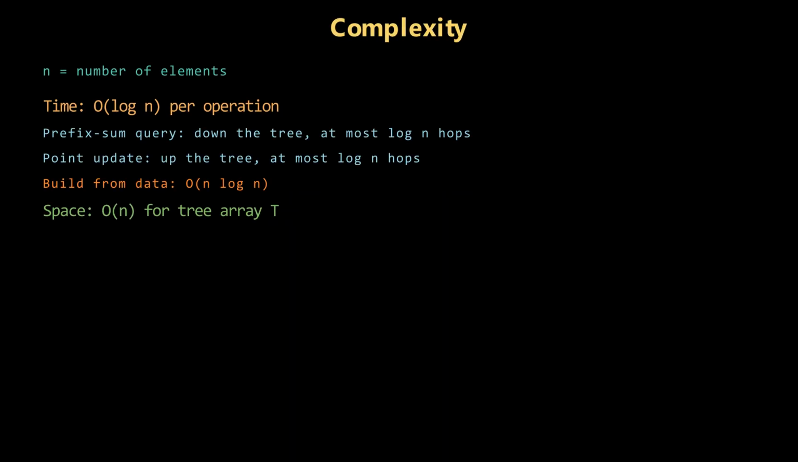Let n be the number of elements. Prefix sum query and point update each touch at most log n tree cells, O of log n time. Building the tree from the data costs O of n log n, space is O of n for the tree array T.